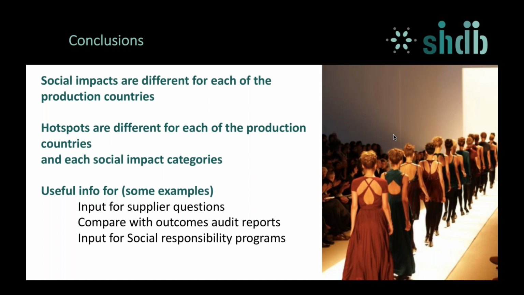So this is, I think, the conclusion. Social impacts can be very different for the different production countries, and the hotspots can be very different depending on the social impact category you're looking at. You can use this kind of information, for instance, to formulate the questions you have for your supplier. If you know that deeper down there might be a problem, then you can activate your supplier to make sure that he takes care of this issue. That's the idea behind doing this kind of analysis.